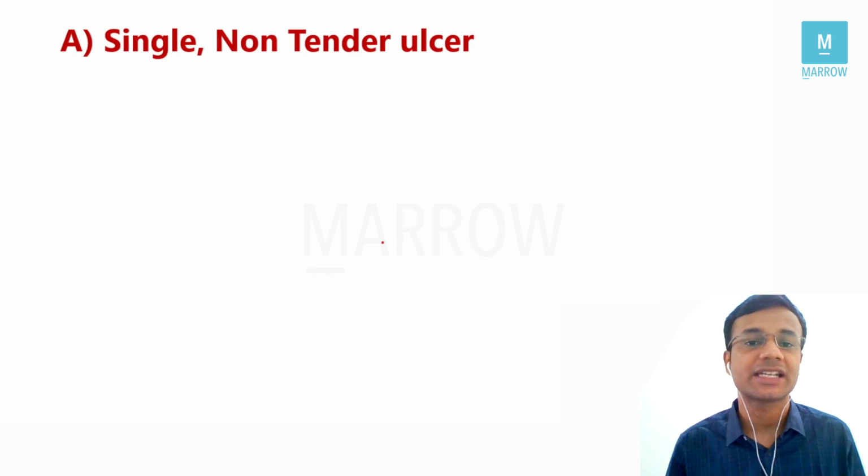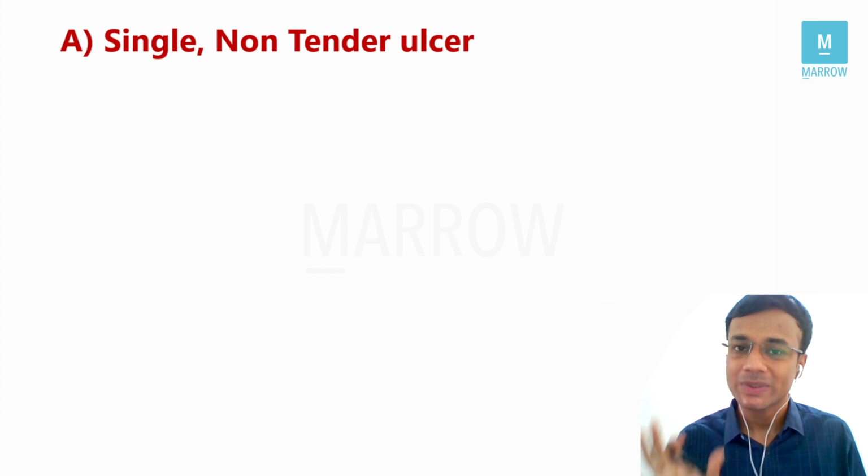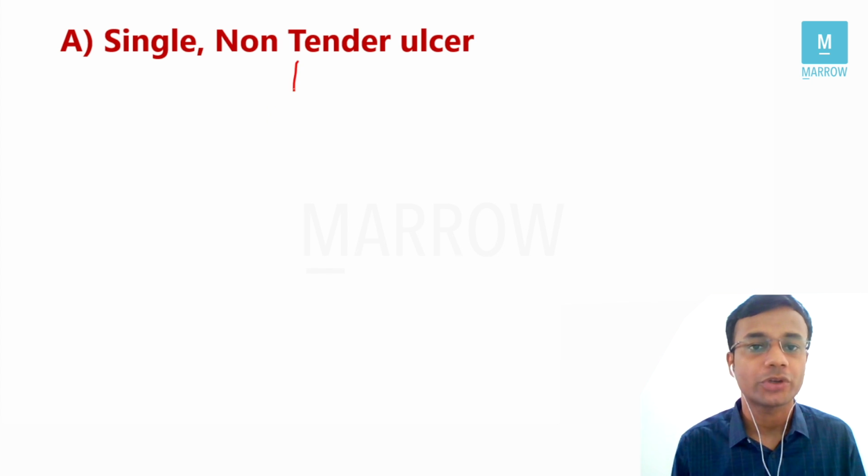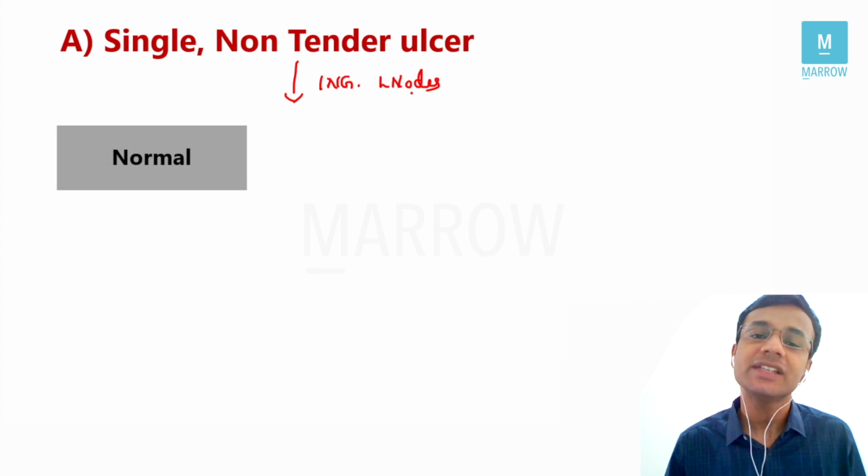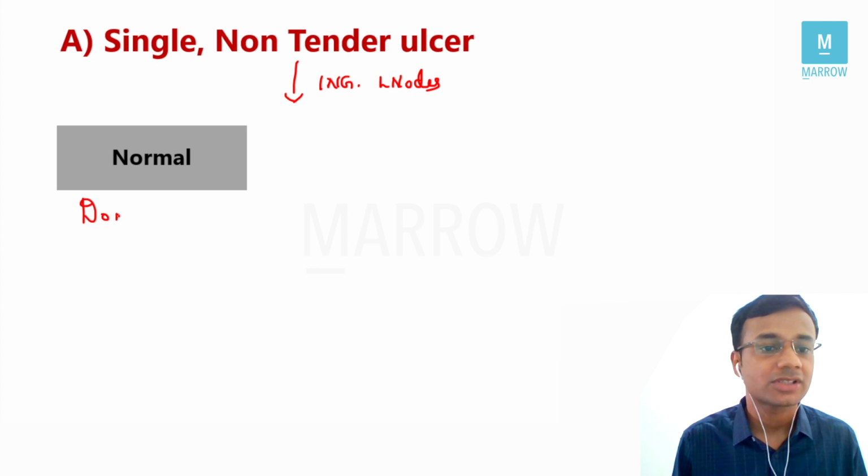So let's take up the first category, which is single and non-tender. Once single and non-tender is mentioned, what you do is examine the inguinal lymph nodes. Now, if the inguinal lymph nodes are mentioned as normal, then the diagnosis becomes donovanosis.